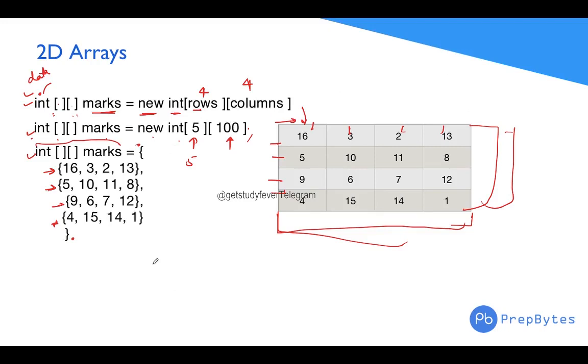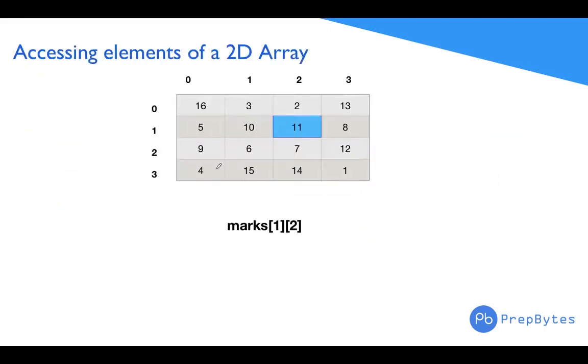Now let's say I have to access an element in a 2D array. How can we do that? Let's say again this is the marks array, and I have to access this particular element. Whenever you have to access an element, you first have to find out the row number and the column number. This particular element is in the first row. The index starts from 0, just like in a 1D array. The row index starts from 0 and the column index also starts from 0. So the index for this particular row is going to be 0, 1. So the row index is 1.